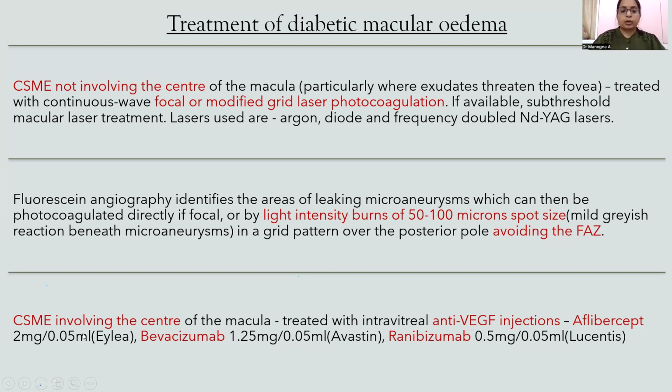And CSME involving the center. If the fovea, the subfoveal layer, is involved, you cannot throw laser light to the fovea. That is called center involving clinically significant macular edema. You have to treat with intravitreal anti-VEGF injections. The names of anti-VEGF injections you have to know; they'll ask you. Aflibercept, bevacizumab, ranibizumab. Sometimes even the famous trade names are asked. Aflibercept is called Eylea, bevacizumab is commonly called Avastin, and ranibizumab is called Lucentis.